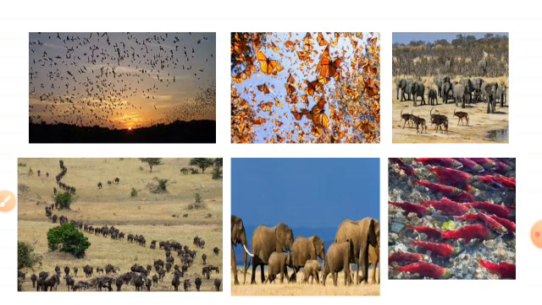African elephants migrate in search of food during the wet and dry seasons. Salmon fish migrate from salt water to fresh water for reproduction.